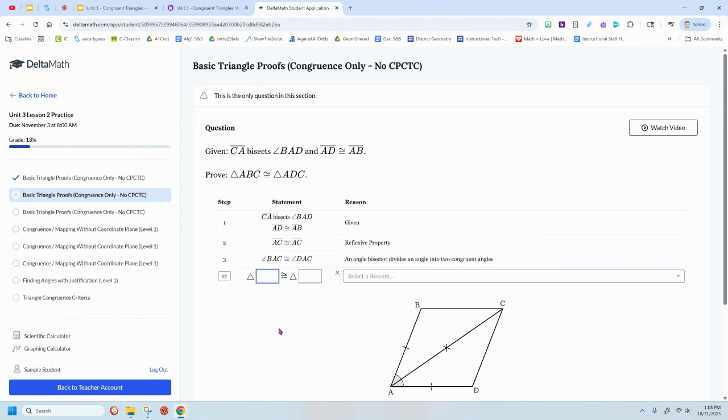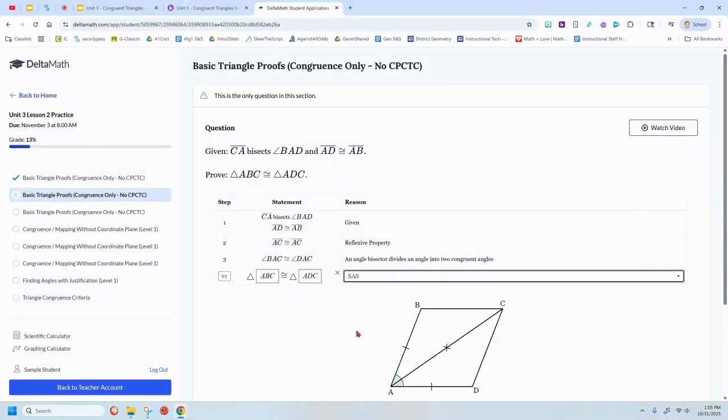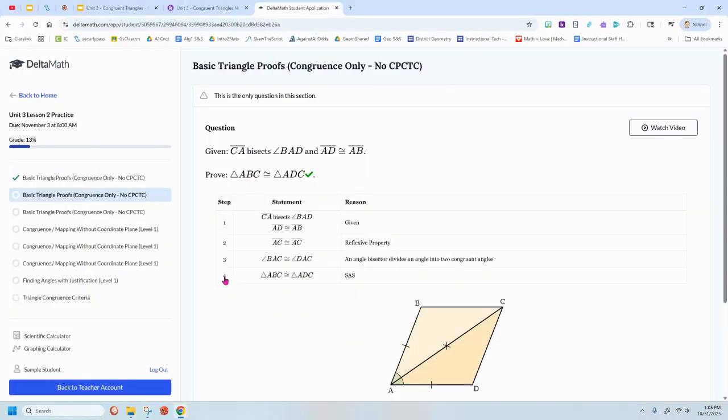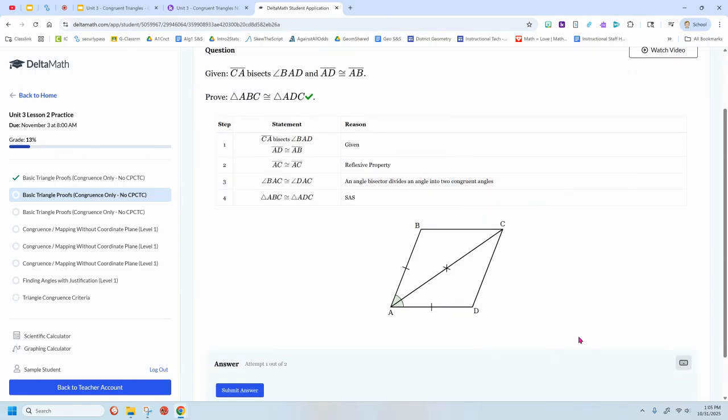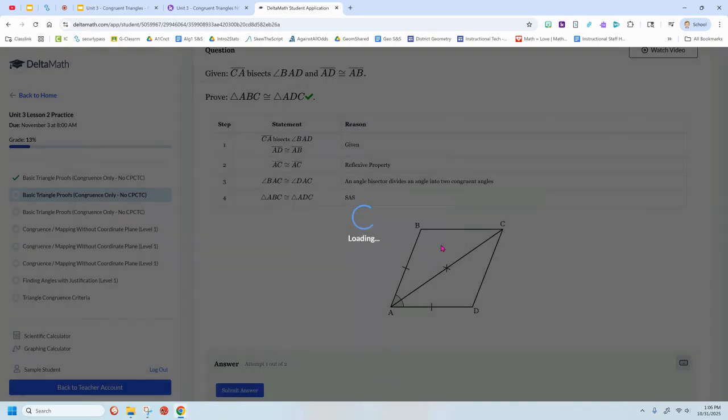Get the triangle one. Type it in. ABC, ADC, and this time it's side angle side. And say try, and it flashes. Oh, it's so happy. All right, so submit your answer and say yes.